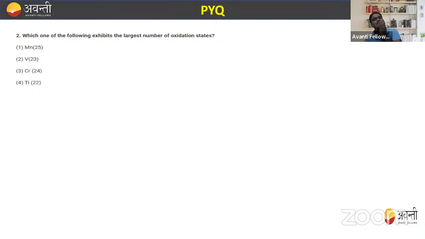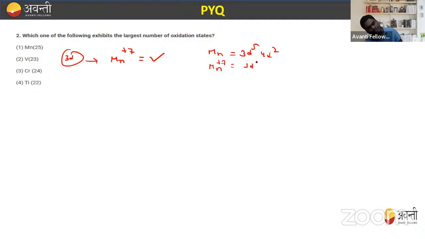Which of the following exhibits the large number of oxidation states? All these elements belong to the 3d series, and in the 3d series, we know that it is manganese. Manganese shows oxidation states up to +7, because manganese is 3d5 4s2. In the 3d7 state, it will show zero oxidation state. So the maximum oxidation state is shown by manganese. It will show up to +7. Very good.